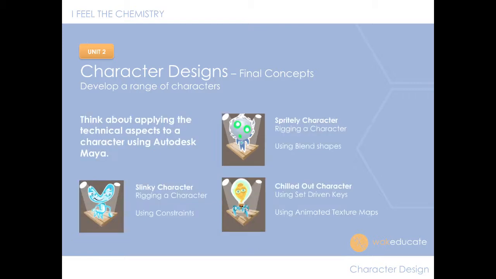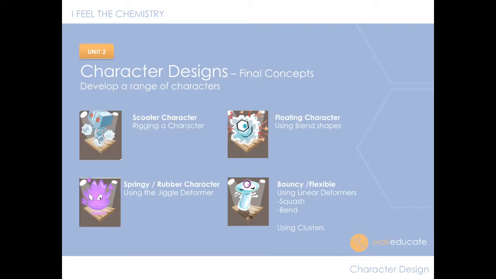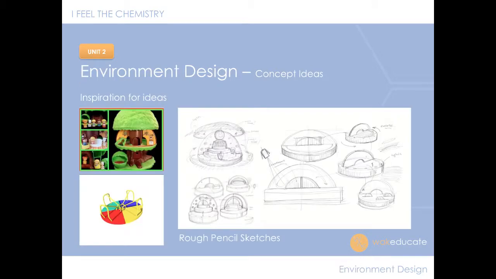Once we've established the characters, we need to understand how we're going to use them technically within Autodesk Maya. So things like rigging a character, using blend shapes, set driven keys, jiggle deformers or linear deformers. So these are things that we need to think about in terms of the practicalities of it. The environment design also is crucial.